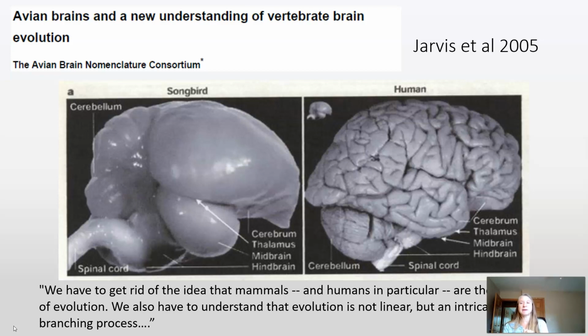One of the quotes from that paper is, "We have to get rid of the idea that mammals, and humans in particular, are the pinnacle of evolution. We also have to understand that evolution is not linear, but an intricate branching process." Okay, so just because structures are different doesn't mean they're not as good. Again, evolution works very well to get the organisms to perform in their environments and survive.